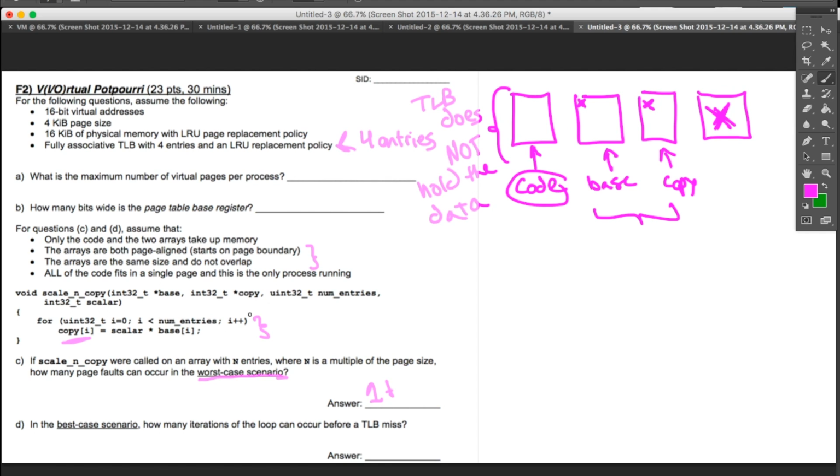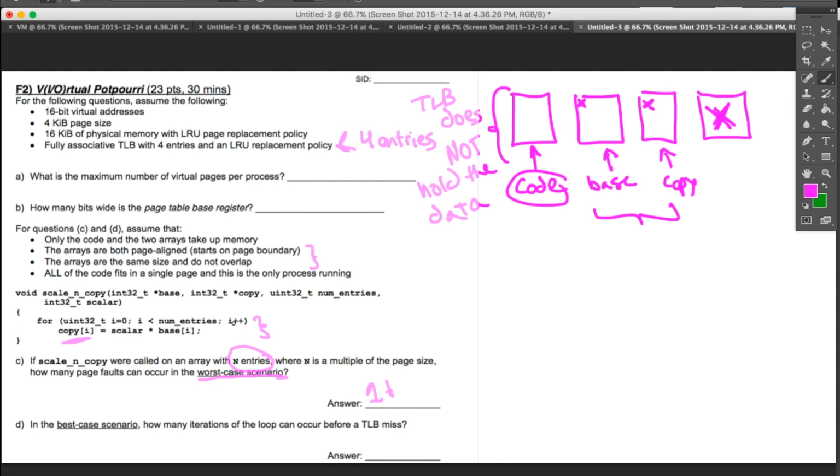We end up going to the TLB, we miss, that goes to the page table, and we don't have a valid mapping, so we have to load that in from disk into our TLB and page table. So we have 1 page fault for code. And what else? Well, how many page faults can occur in the worst case scenario for base and copy? Well, if you think about base and copy, they're both the same size, so they both have size n.